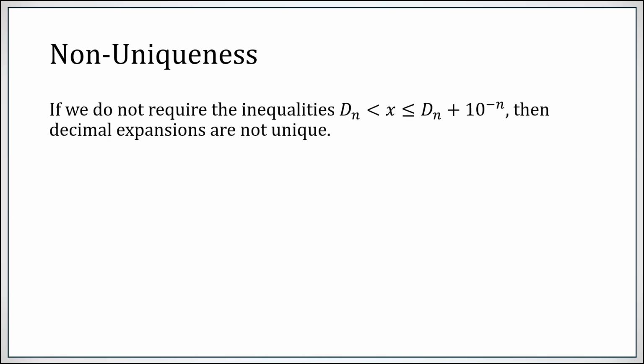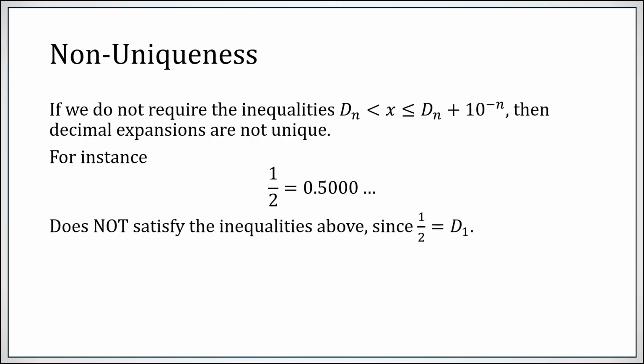Now these expansions are not necessarily unique. If we don't require these inequalities, decimal expansions don't have to be unique. For example, 1/2 is 0.5 and then just zeros forever. But that expansion actually does not satisfy the inequalities that we required.